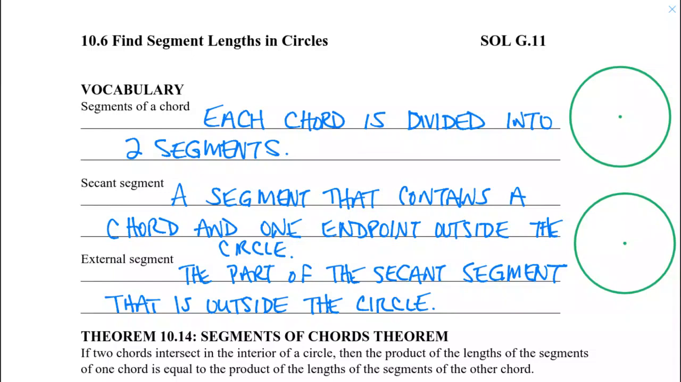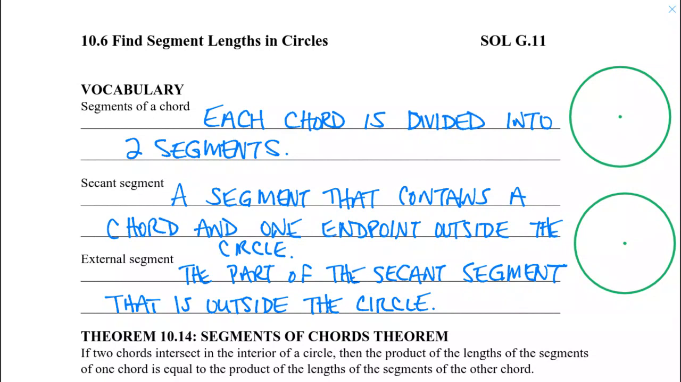In today's lesson, we're going to take a look at segment lengths in circles. So first of all, we're going to cover a couple definitions that we haven't talked about yet. The first is segments of a chord. When we have two chords in a circle, each chord would be divided into two segments.